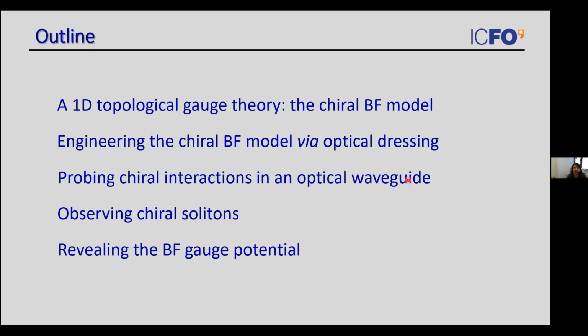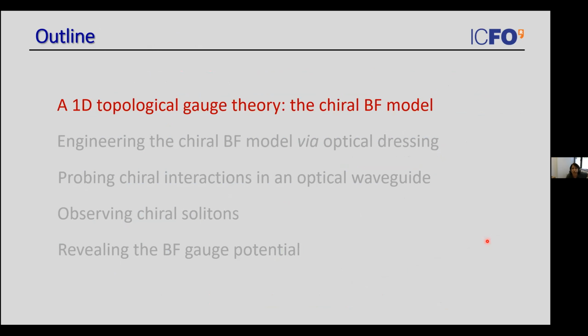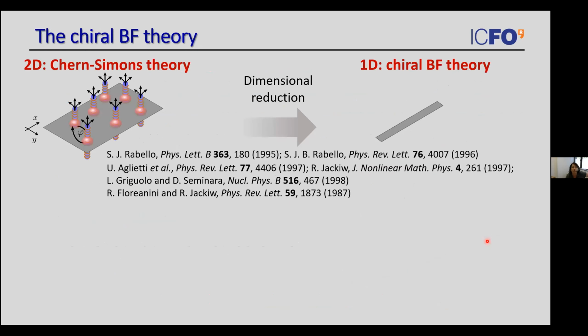And then I will explain how we engineer it in our cold atom lab and what the observables are that we see. So let's start from the beginning, the theory that we make. The theory that we make is the theory that you get if you take Chern-Simons theory and reduce it from 2 dimensions to a single one. So you shrink one of the dimensions here.